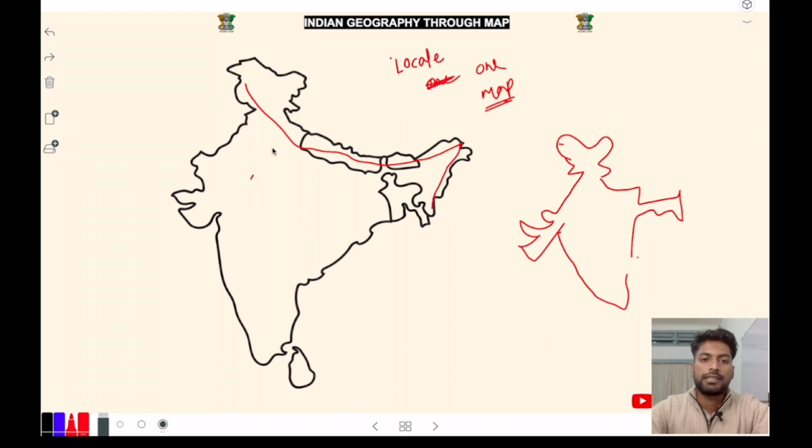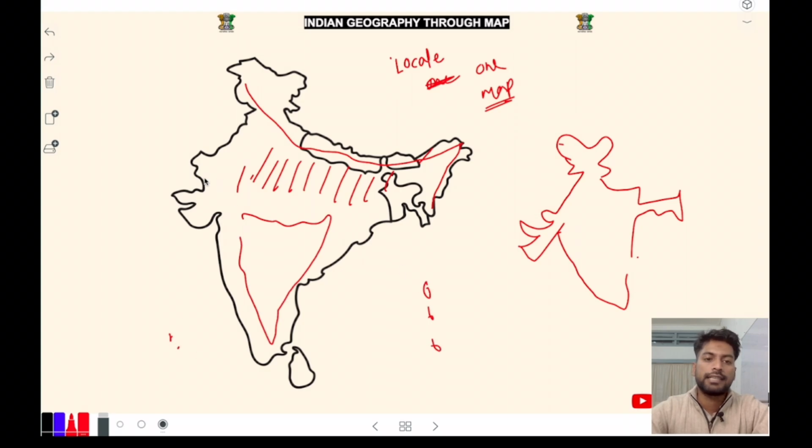Then you can see North Indian plains, this portion. Then you can see plateau area, this one is your plateau area. Then these are your islands, and this is your Thar desert, and this is your coastal plain. So these all are your 6 major physiographical divisions of India: Himalaya, plains, coastal plains, plateau, desert, and islands. Okay, chalo, next.